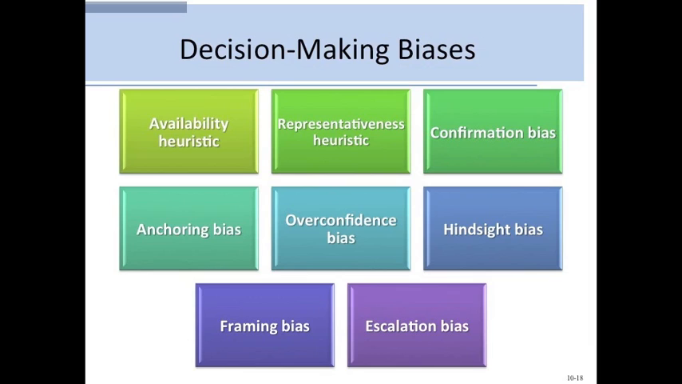Confirmation bias. Basically, I've already decided what things are or how things should be, and then I'm just looking for information to confirm that. So I've come up with a solution, and now I'm just filtering information so that it can help me to confirm what I already think is the case.